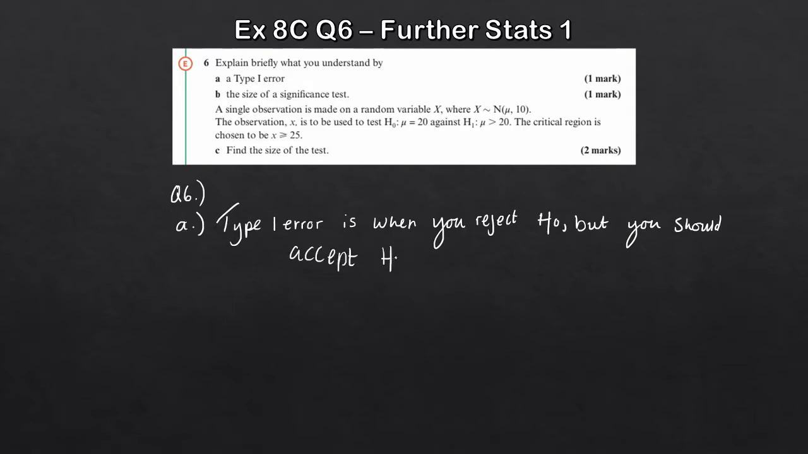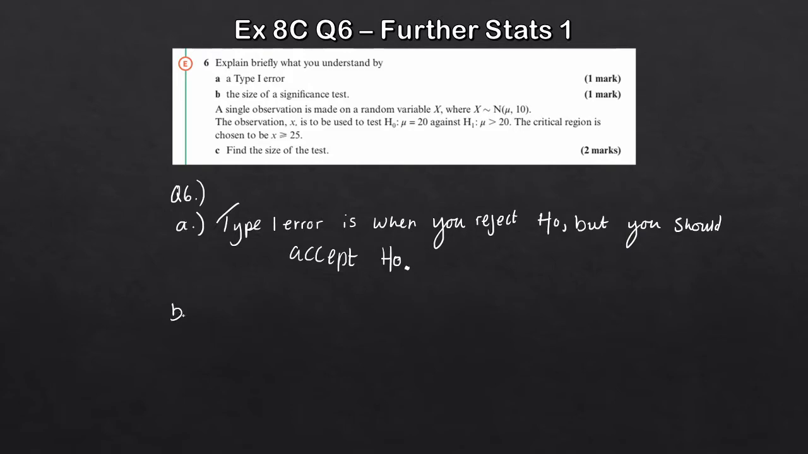So what I'd recommend doing is just learning one of the errors. You can either learn the type 1 or the type 2 error, and then the other one's just the opposite, right? So what I'd do is I'd just learn the type 1 error. That's when you reject H0, but you should have accepted H0. And then type 2 is just the inverse of that. Okay, there we go. So that's literally all you need to say there for your 1 mark.